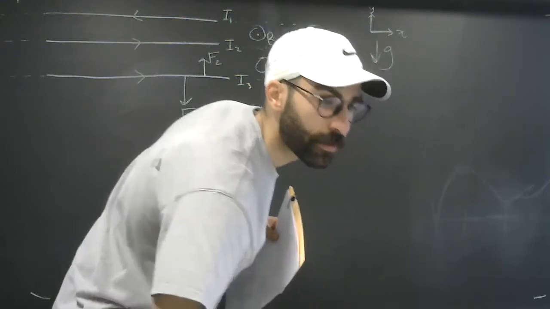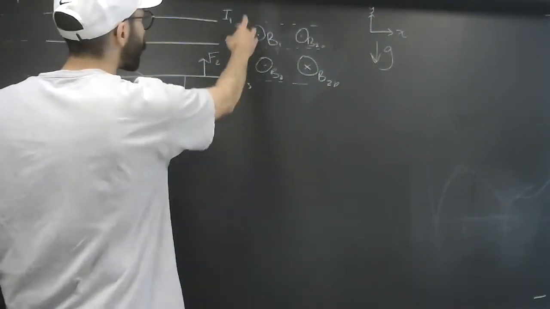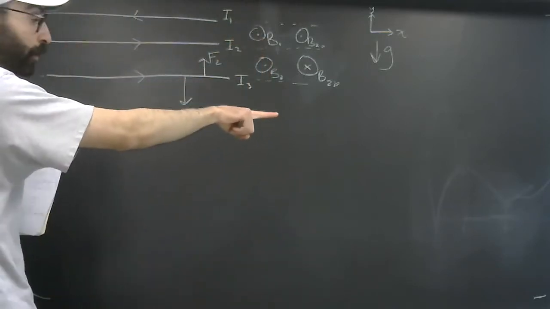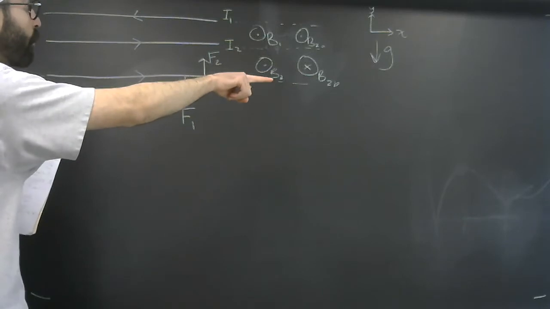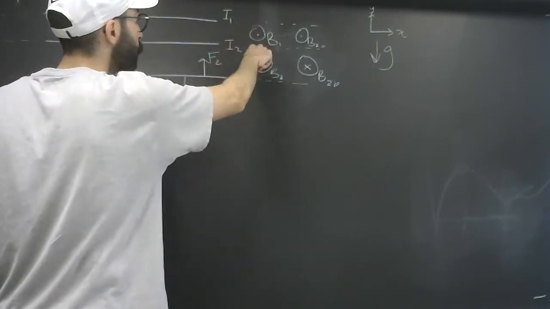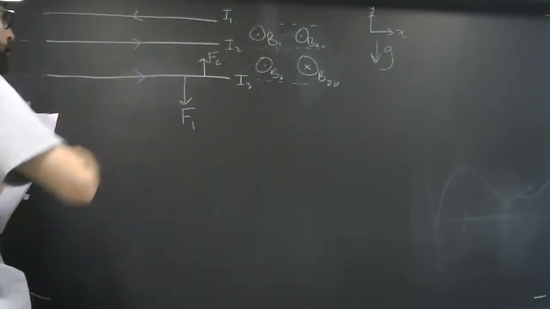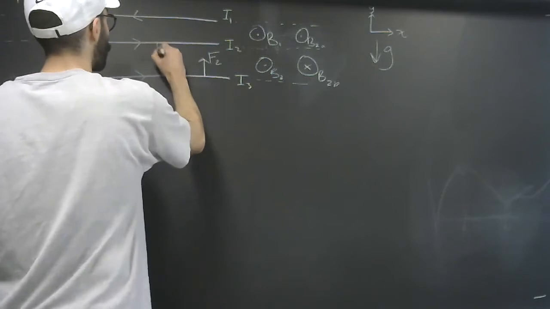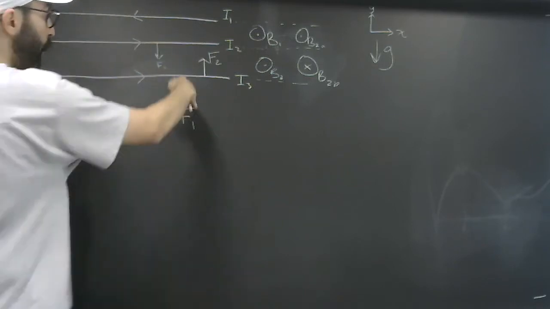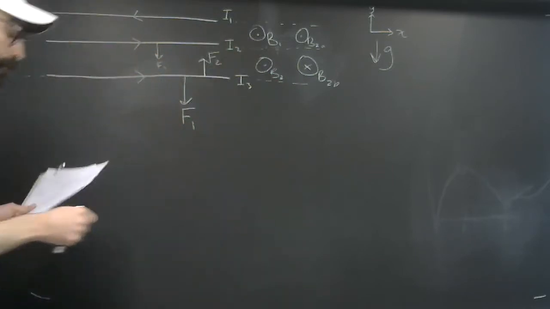I can't tell. Whatever. Now we're looking at I2. So for I2, we need to look at the effect of I1 and I3 on I2. So pointer finger in the direction of I2, middle finger in the direction of the field of I1 on I2, so that's outward, and thumb points in the direction of the force. So you can see F1 points down. And also, as you expect, these guys are the same, right? Because the field's still the same direction and the currents are the same direction.